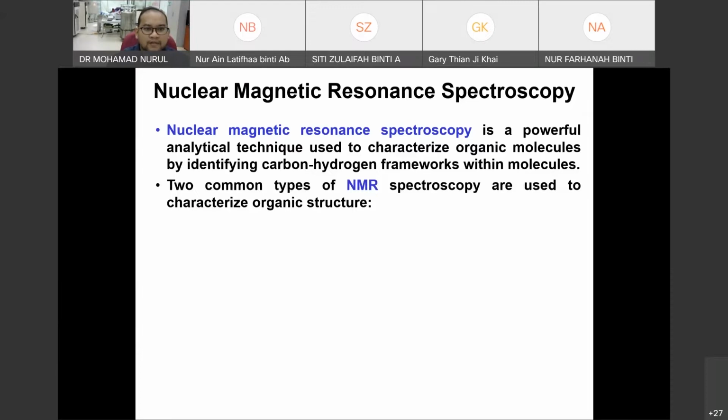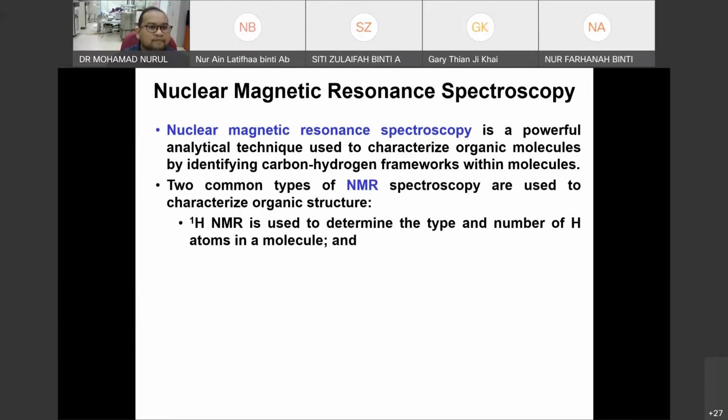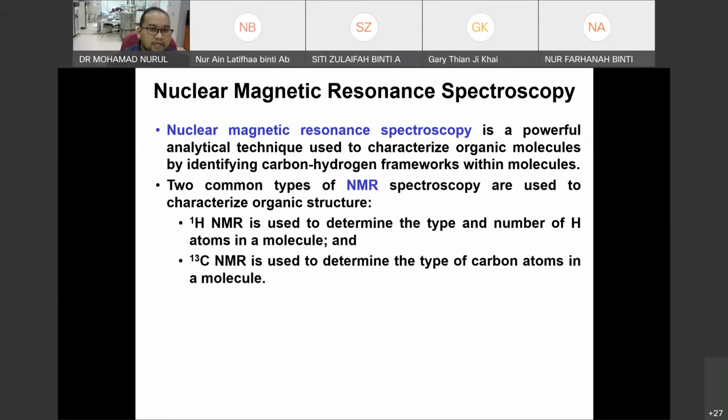There are two common types of NMR spectroscopy. The first one is 1H NMR, to determine the type and number of protons in molecules. The second one is 13C NMR, used to determine the types of carbon in molecules.